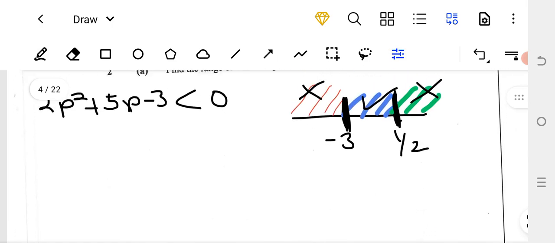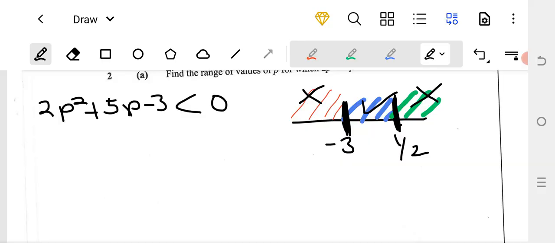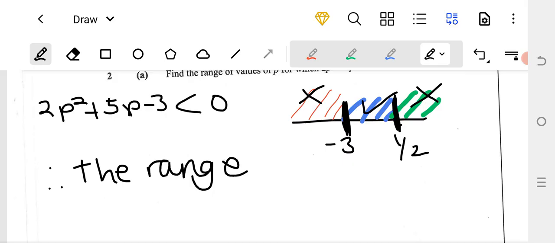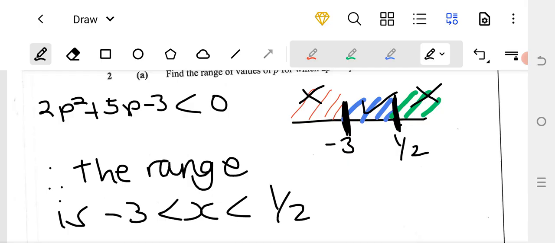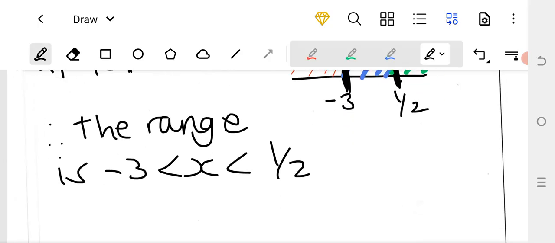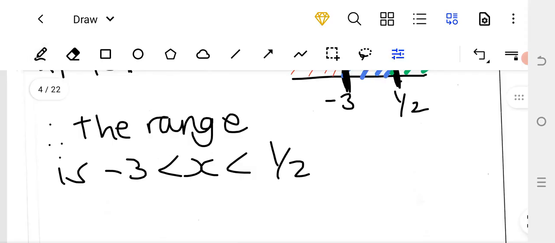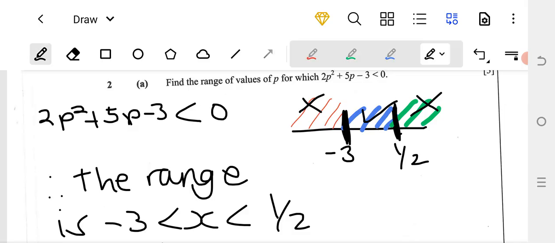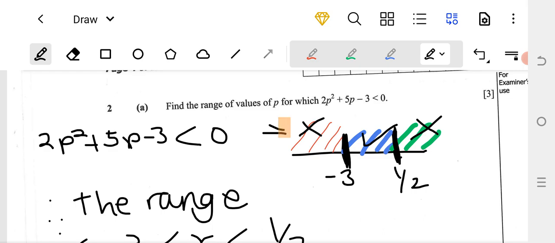Then to continue, you are going to conclude and say, therefore the range is -3 is less than x and x is less than 1/2 as your final answer. People often get confused. What would you have done if the region was this part that is red and that part that is green? This is what you would have done.